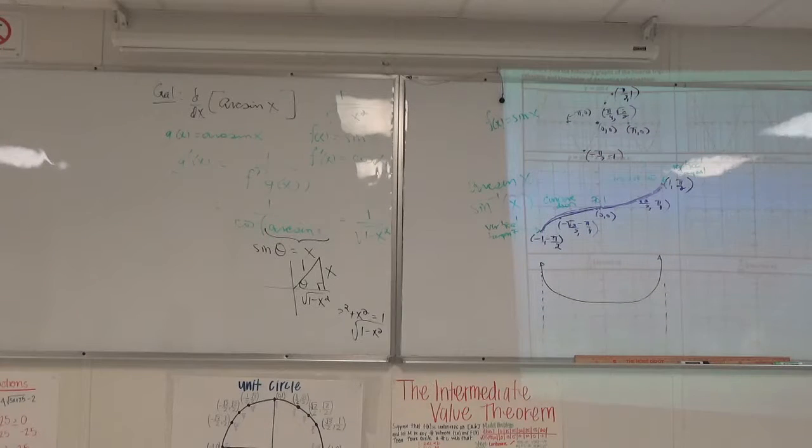So I see that you graphed 1 over the square root of 1 minus x squared. Now, did you also graph the derivative of the arc sine of x?